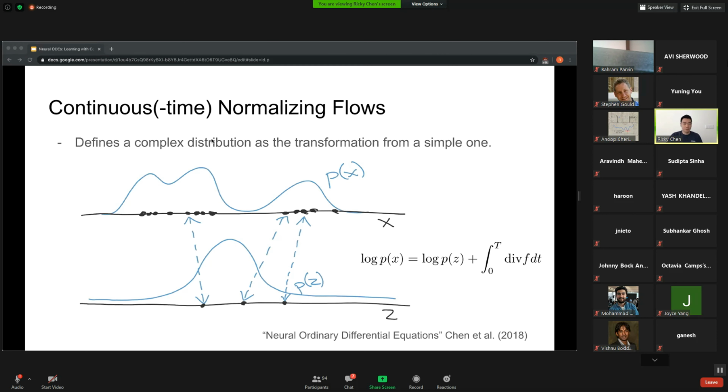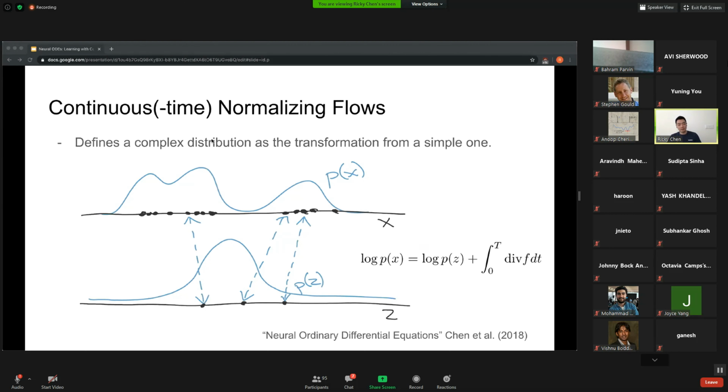And the relationship between the density in Z space and X space is given by this formula on the right that requires integrating over the divergence of F along the trajectory from Z to X. Normalizing flows basically have normalizing in their name because we always have access to automatically normalized density functions.